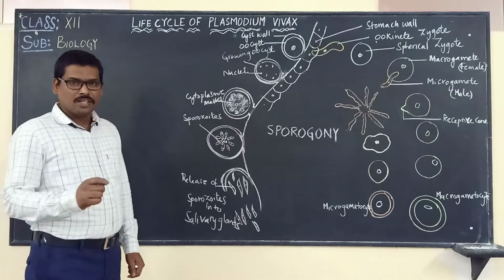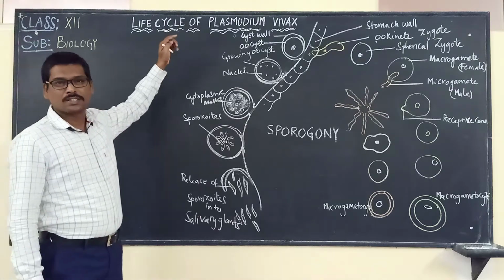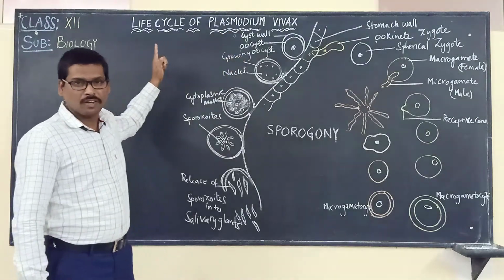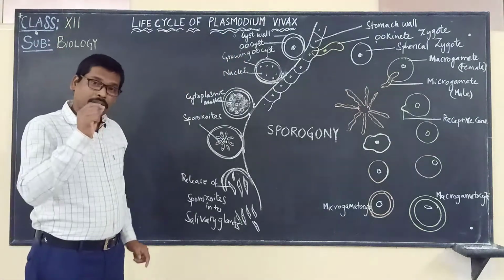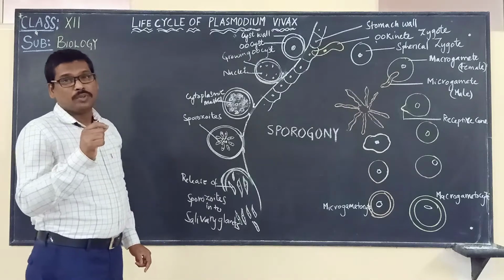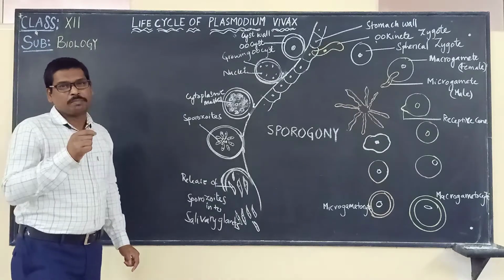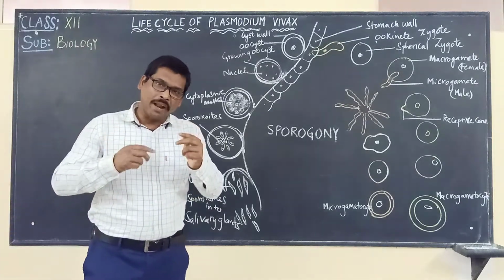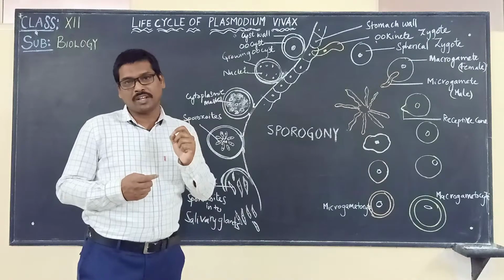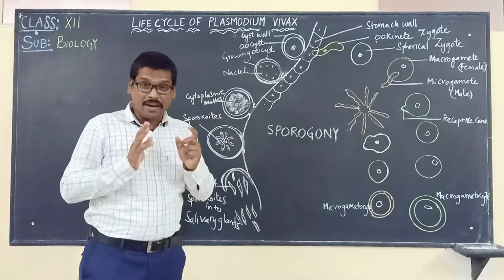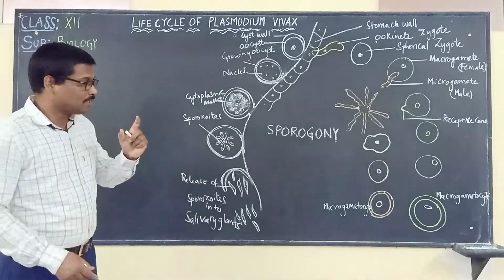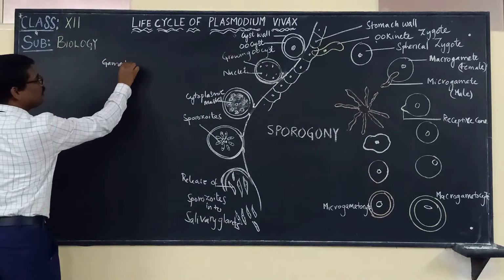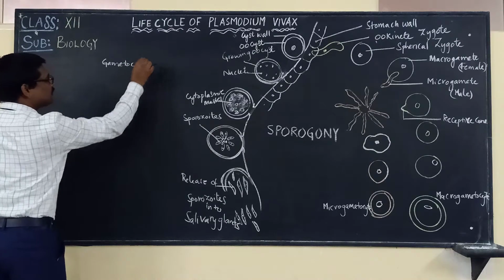Hi everybody, in this video we are going to continue the life cycle of Plasmodium vivax. In the previous video we studied how asexual reproduction takes place in human beings, how the Plasmodium undergoes asexual reproduction in the human beings. And we already studied that gametocytes are formed in the human blood.